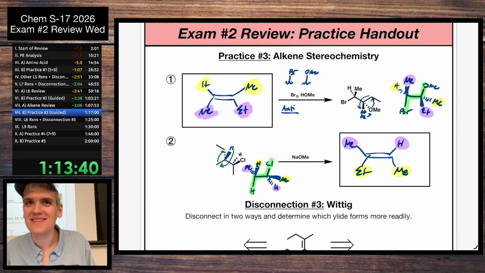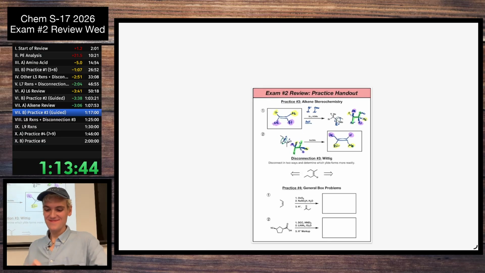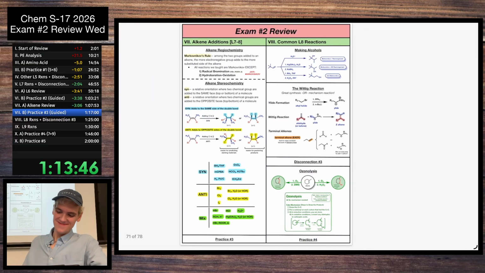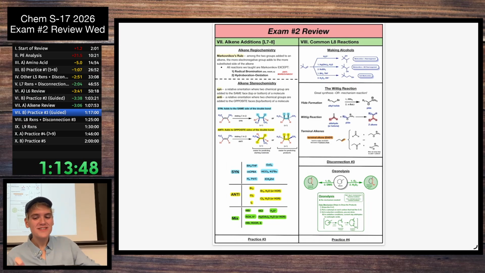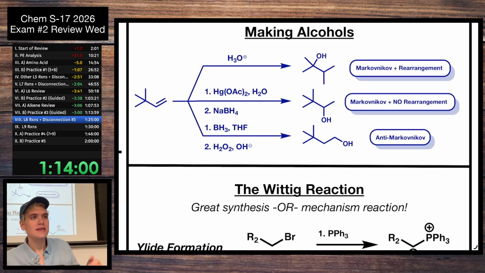We're gonna keep on chugging. Other reactions in lecture 8. So we can make alcohols in various assorted ways. H3O plus is fine and dandy, but what do you have to watch out for? Rearrangements. HgOAc gets around it. It does Markovnikov, no rearrangement. And then finally we have our hydroboration oxidation that is anti-Markovnikov.